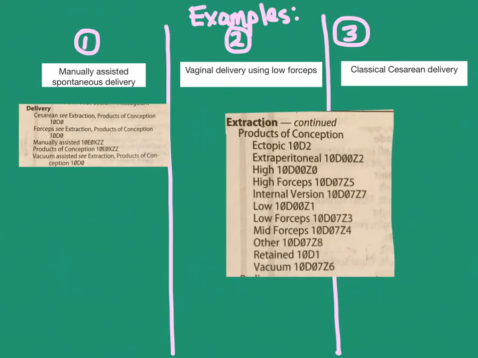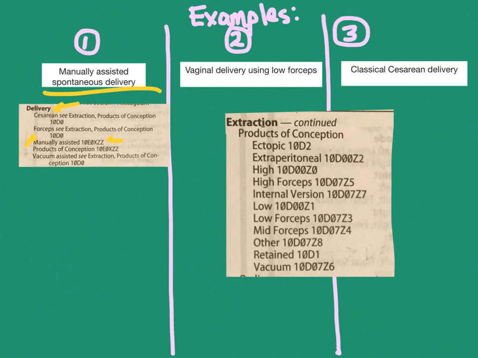Let's take a look at a few examples for procedures from exercise 23.5 in your handbook. Our first one here, manually assisted spontaneous delivery. All this is telling us is that this is a regular manually assisted delivery. So we start with that main term of delivery, manually assisted, and it actually gives us all 7 characters there.